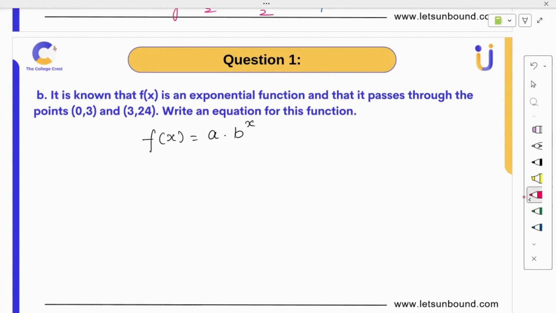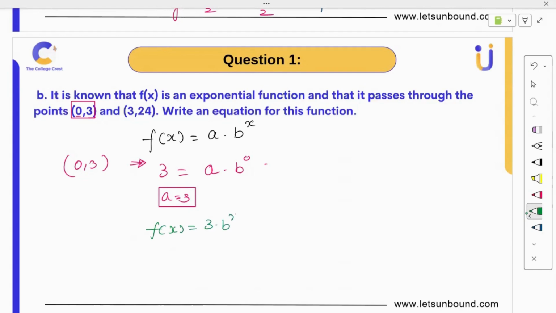And it passes through the points. Okay. So 0, 3 means this is the initial value. So you can directly put a equal to 3, or you can plug in and solve for it. So 0, 3, if you plug in, 3 equal to a into b power 0. Right? This is your x, y. And b power 0 means 1, you get a equal to 3. Now your function is half done. You get f of x is equal to 3 into b power x. If you find b, then it's complete.